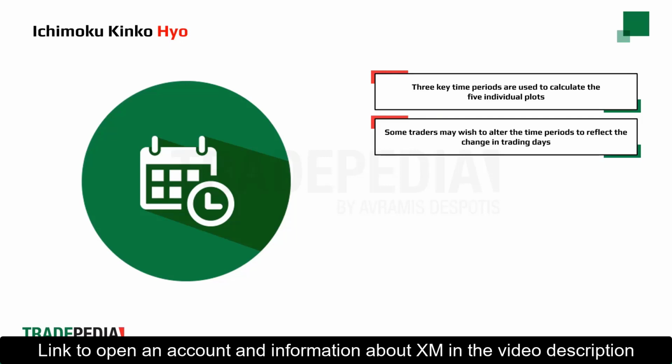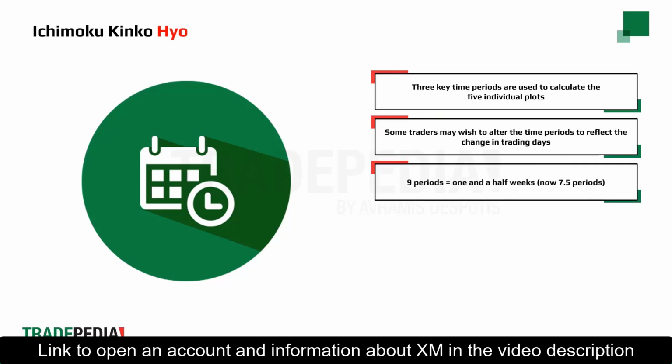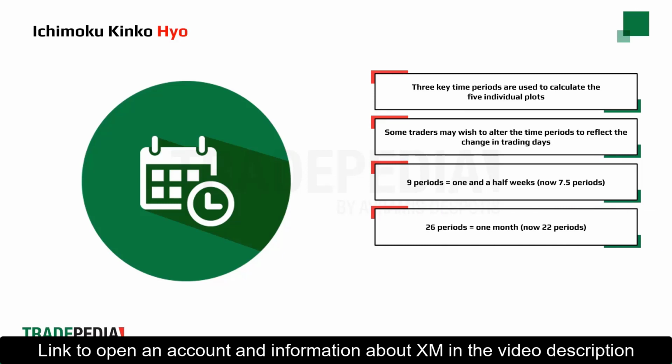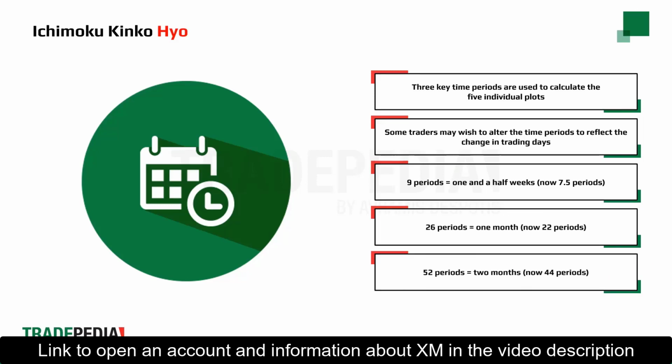The default periods used are 9 periods representing 1.5 weeks, which could now be changed to 7.5 periods. 26 periods representing 1 month, which could be changed to 22 periods. And 52 periods representing 2 months, and could be changed to 44 periods.